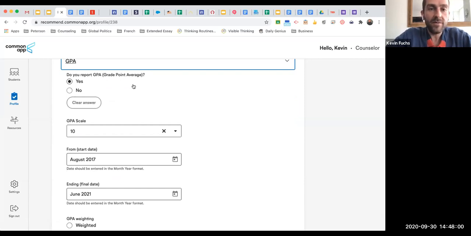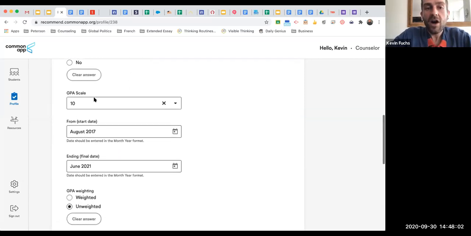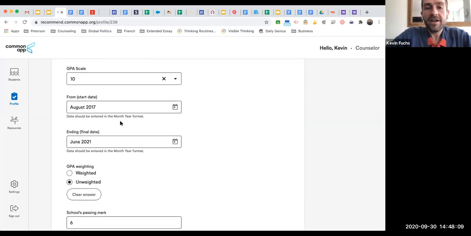And then, do you report GPA? In our case, we do report GPA. Our GPA scale is 10. So in Mexico, basically your grade is between 1 and 10, right? Our high school is 4 years. It's a little bit complicated because Mexican high school is 3 years, but our school's high school is actually 4 years. So the last year of Mexican secondary is part of high school already at our school.